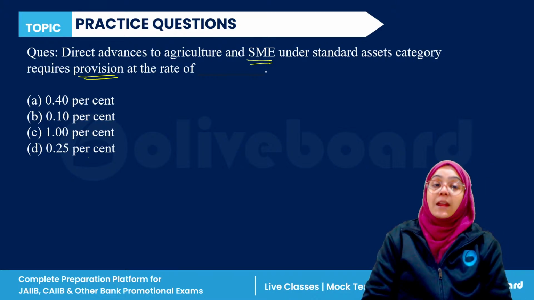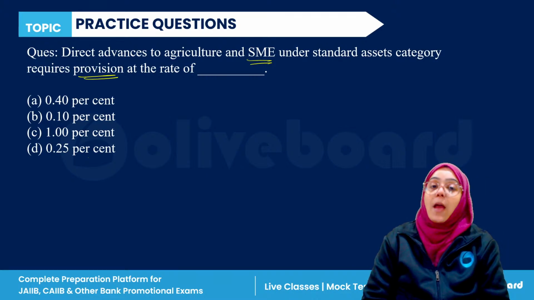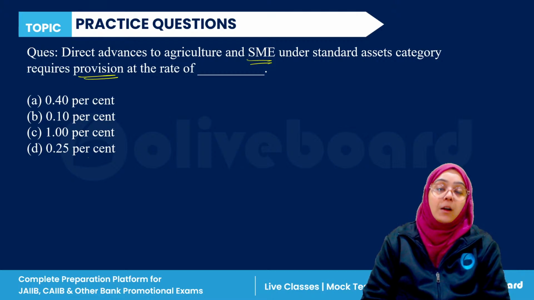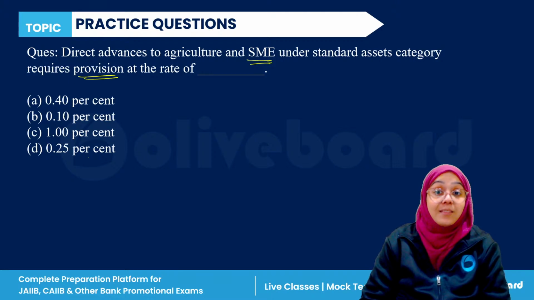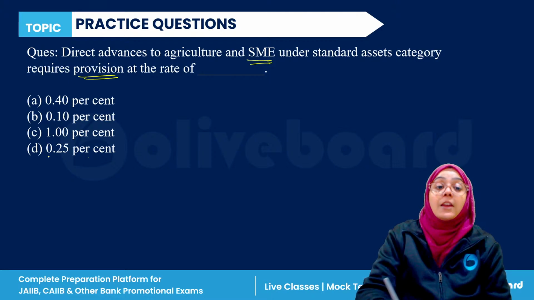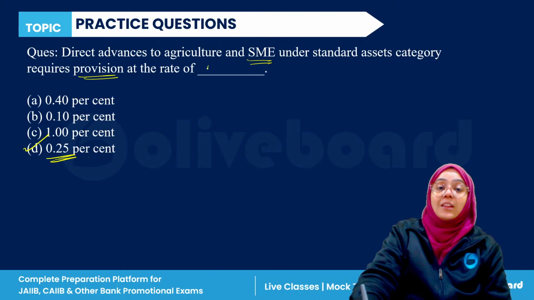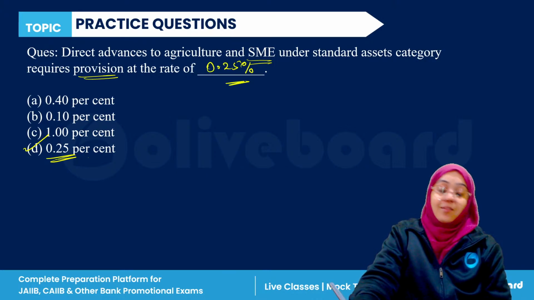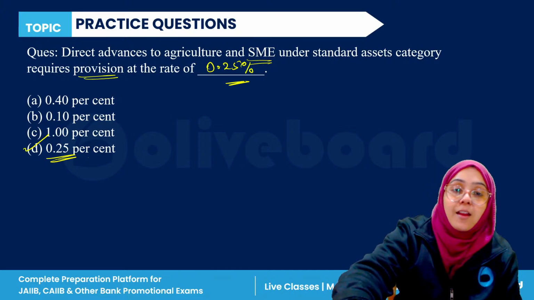If we talk about direct advances given to agriculture and small and micro enterprises, the asset category requires a provision of 0.25%. D is the correct answer. It requires 0.25%. So D is the correct answer here.